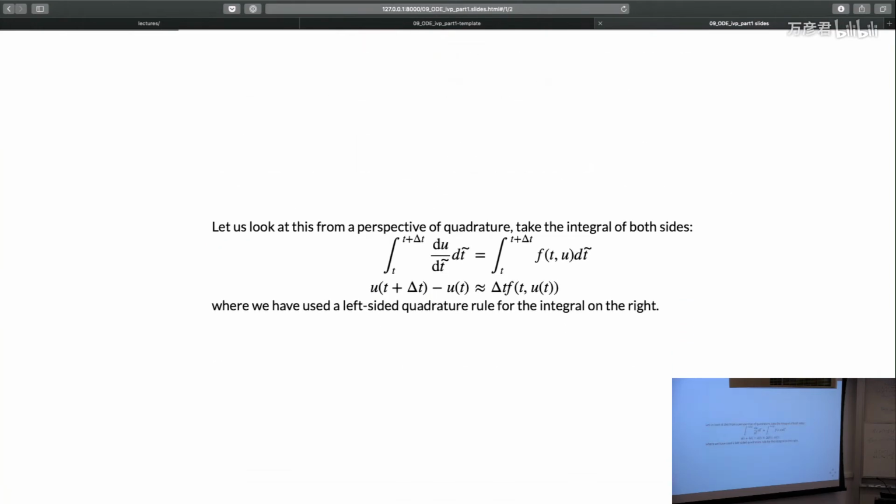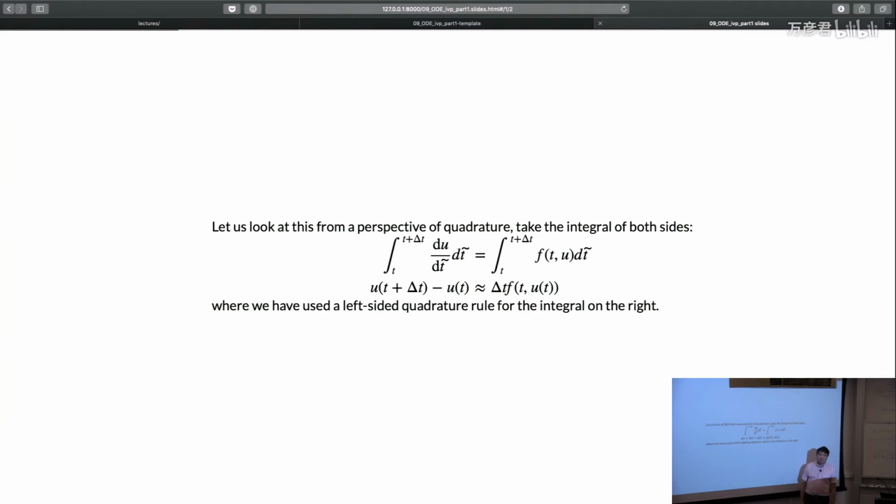One way to look at this problem is to do integration and use a quadrature rule. If we take the integral of both sides of the original equation, so du/dt is equal to f, and integrate from t to t plus delta t, that's why we have t tilde everywhere. I do that on both sides. This is the fundamental theorem of calculus. I get u(t plus delta t) minus u(t) on the left-hand side. That's exact. But now I'm going to approximate this side with a quadrature rule.